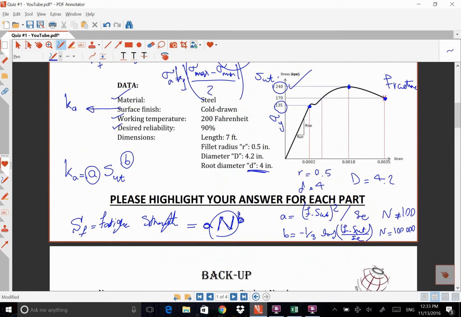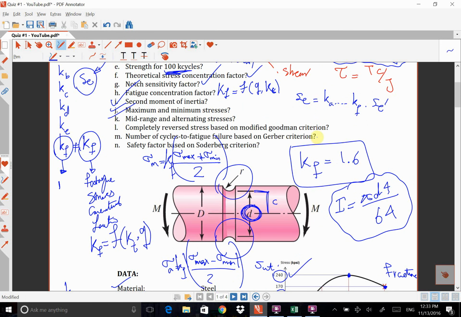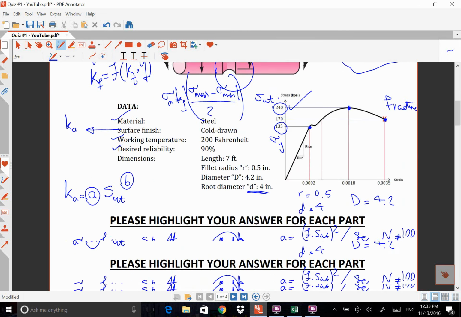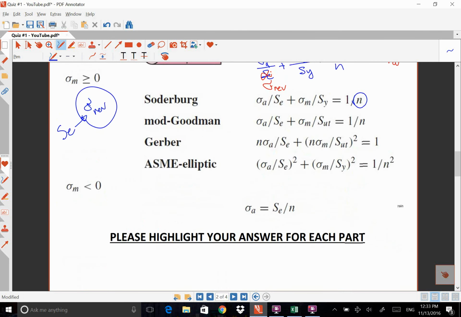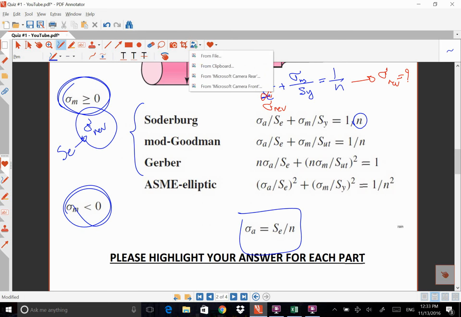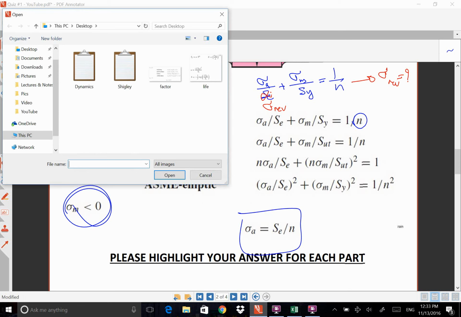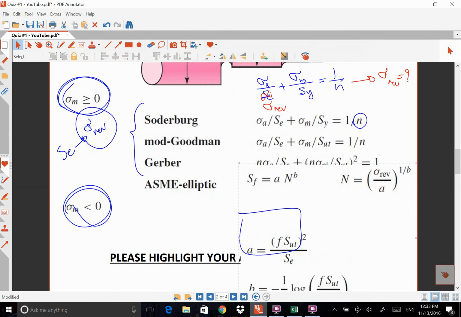And let's see what else we have here. Number of cycles to fatigue. Okay, I'm going to show you the equations for this one, and safety factors. We're going to use, again, one of these equations, whatever we are asked to find for the safety factors. And if mid-range stress is positive, we're going to use this equation, and if mid-range stress is negative, we're going to use that one. Okay, I'm going to show you the equations for number of cycles.